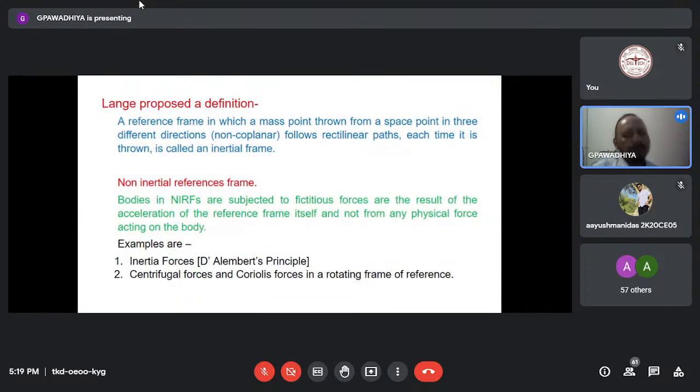Lange proposed a definition: a reference frame in which a mass point thrown from a space point in three different, non-coplanar directions follows a rectilinear path each time it is thrown is called an inertial frame. So when a point mass is thrown, it follows a rectilinear path each time. This kind of frame of reference was defined by Lange.